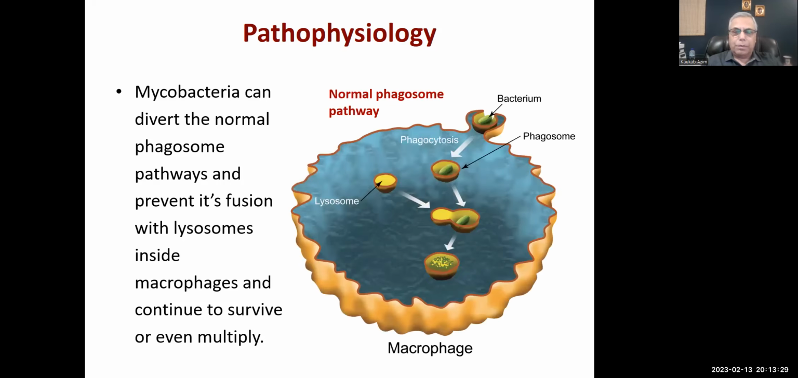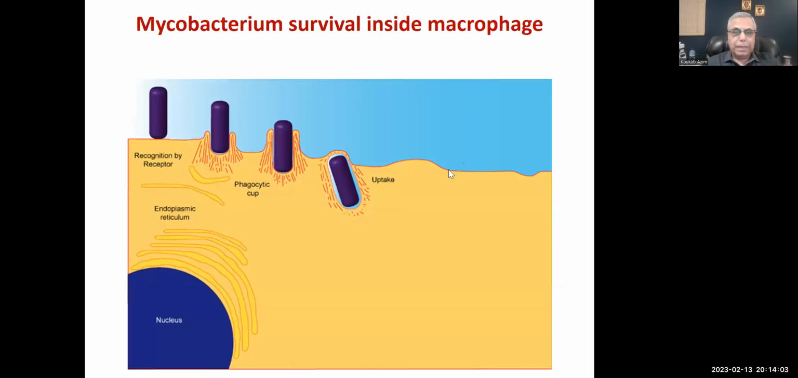So, this is the normal phagosome pathway. This is bacteria, any bacterium. It is taken in by this endosome or phagosome, whatever you want to call it. Both are correct. And this is a lysosome. And you know that the lysosome is full of enzymes, digestive enzymes, hydrolases and proteases. So it fuses, and these enzymes destroy the bacteria, right? But this does not happen in case of mycobacteria. That I'm going to show you in the next slide.